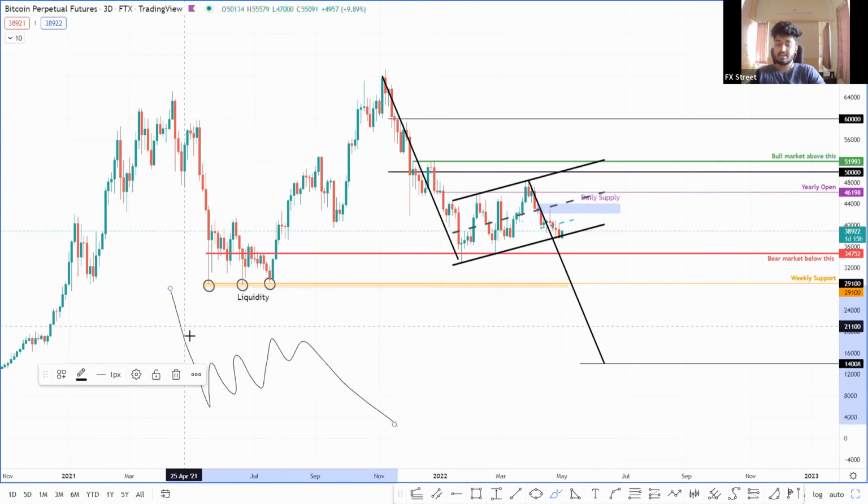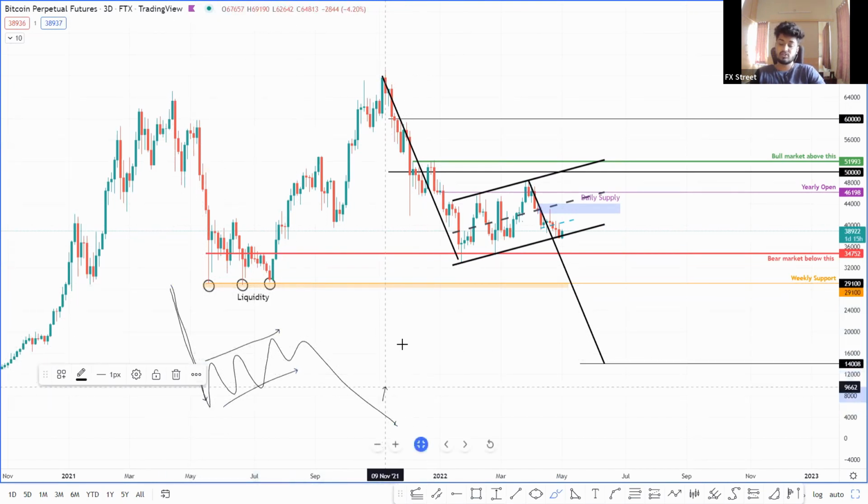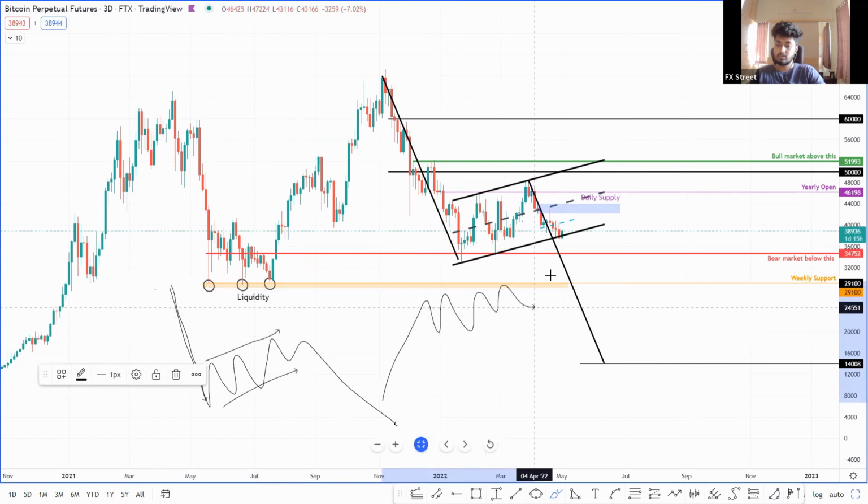It's called a bull flag because it looks like a flag, where this is the flagpole and this is the flag. A bull flag usually looks something like this, and then it goes higher.